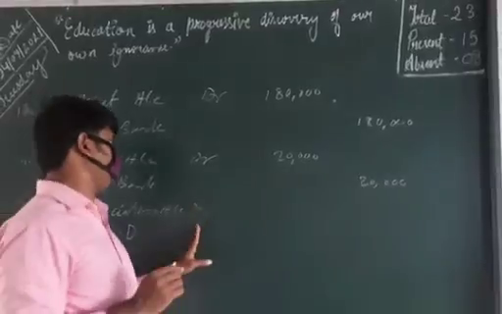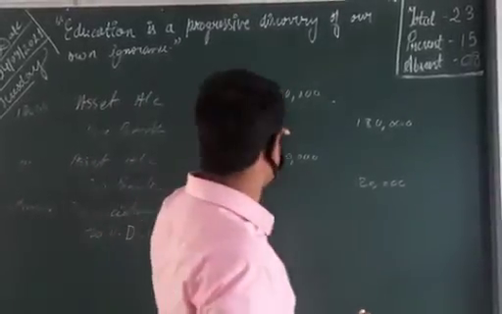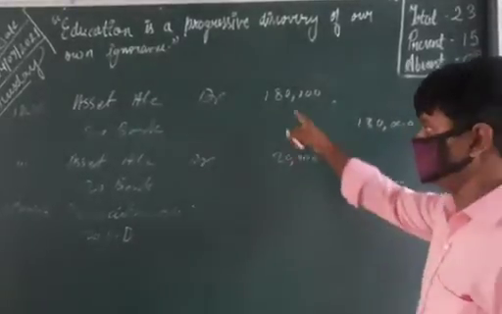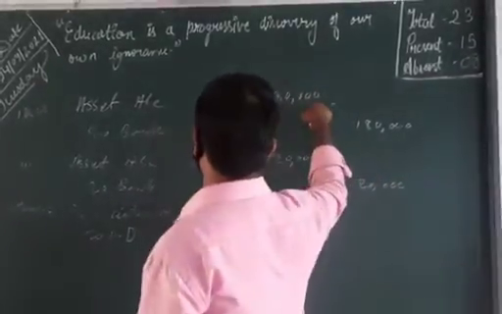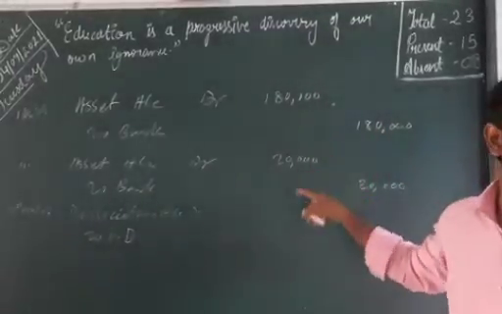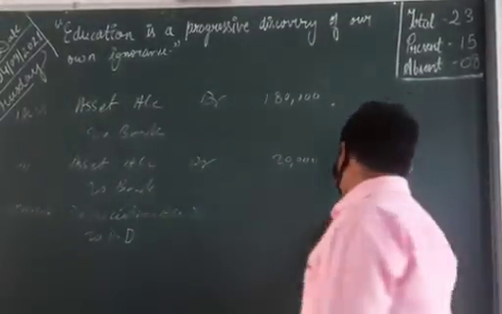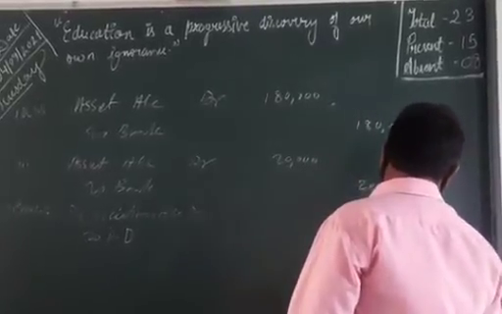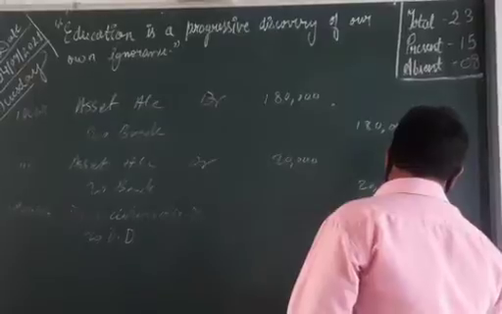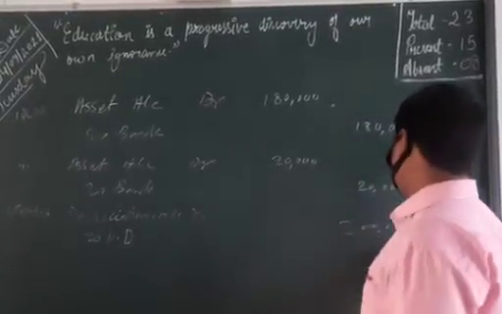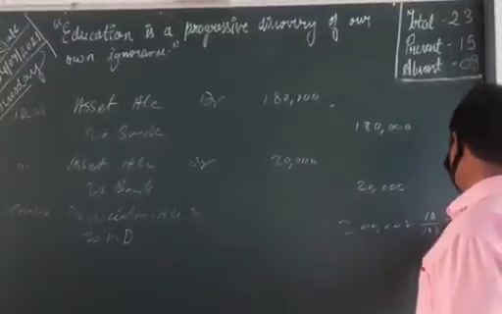So we need to find out the depreciation. Now our total asset value is not 1,80,000. The asset account is debited with 1,80,000, and again the asset is debited with 20,000. Now the total asset value is 2 lakh. The rate is 10% at the beginning. How much is that? It is 20,000.